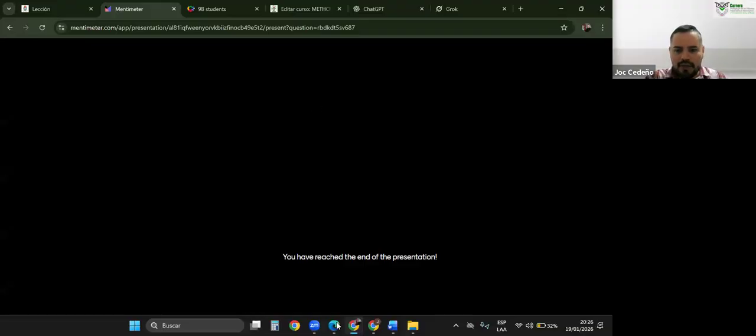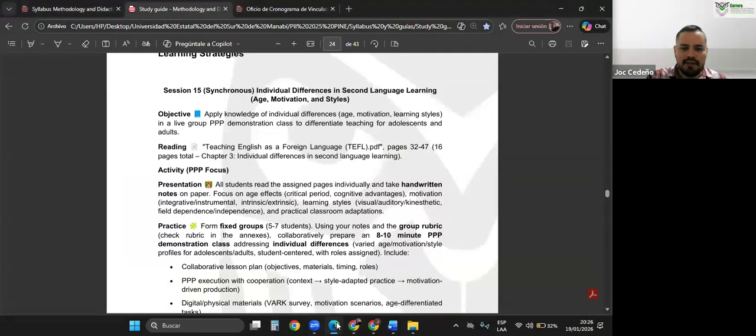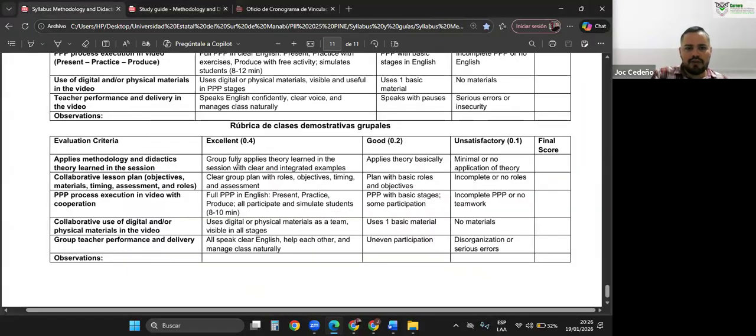Okay, guys, what is coming next is we're going to cover the presentation of a demonstration class. Remember that we have this rubric. You need to use the rubric to plan your demo class, and you also have a format. Do you remember the format? The lesson plan format? Okay, so we need to check that lesson plan too.